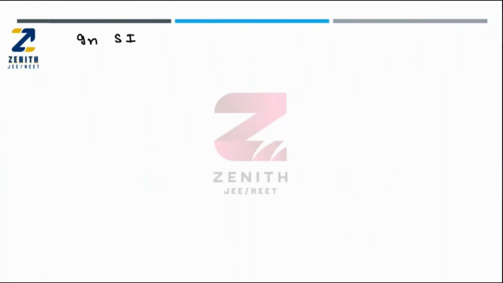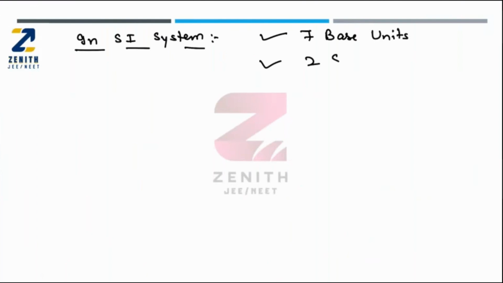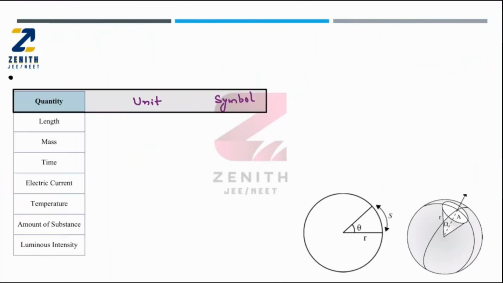In SI unit or in SI system, 7 are base units and 2 are supplementary units. What are those fundamental or base units and supplementary units? These are the 7 fundamental or base units, and these are 2 supplementary units.